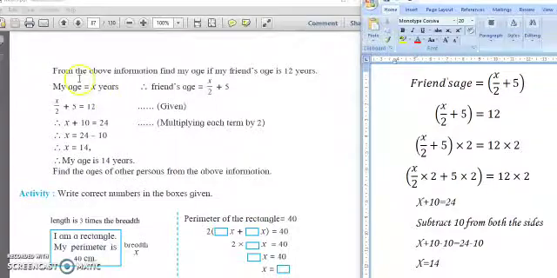Now further, what you are given here? From the above information, find my age if my friend's age is 12 years. So here friend's age is given as 12 years, and from the above information we have found that the friend's age is x upon 2 plus 5. So we got the equation x upon 2 plus 5 equals 12. This is the given equation, and we have to find my age, that is we have to find the value of x, and we know how to solve the equation. After solving the equation you will find the value of x also. So let us solve the equation.